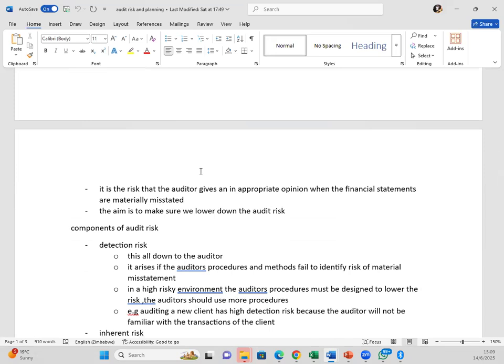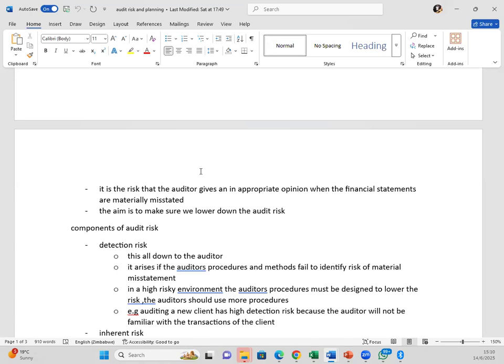So as an auditor, you are supposed to be careful not to be affected by audit risk. You are supposed to make sure you carry out your procedures and avoid giving a wrong opinion when the financial statements are materially misstated. What can cause an auditor to give a wrong opinion? It can be as a result of detection risk.